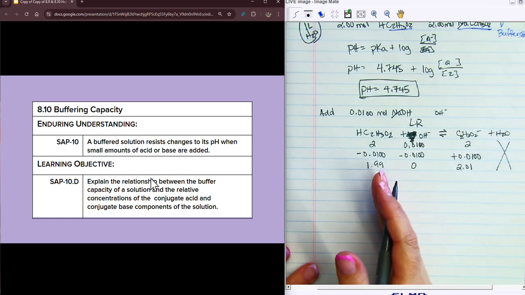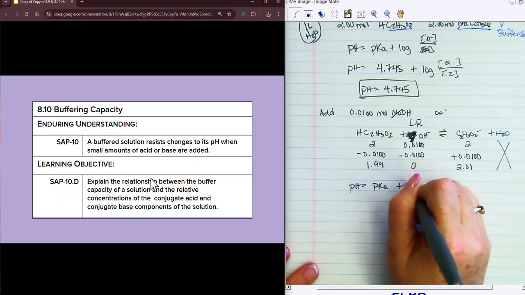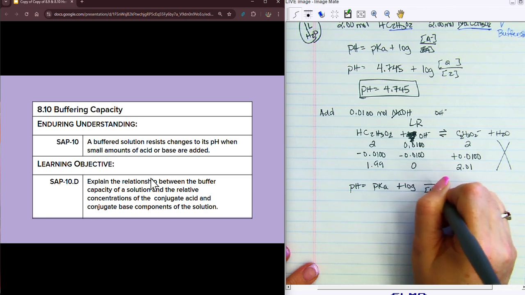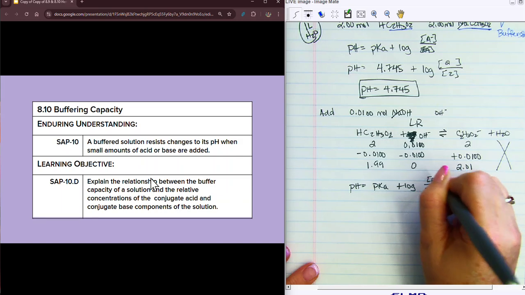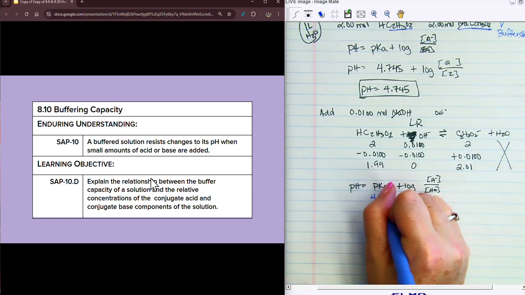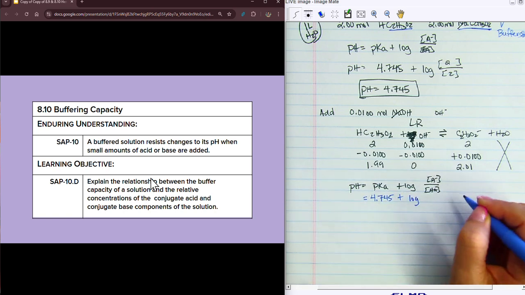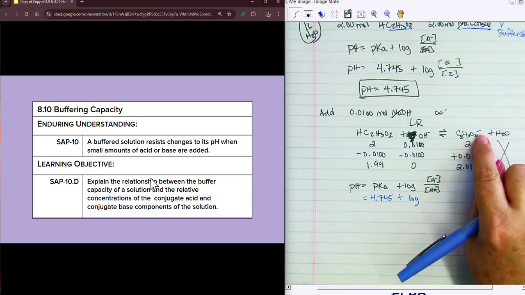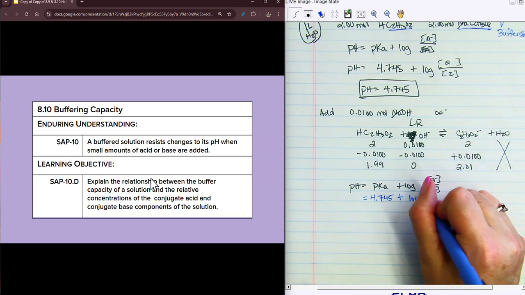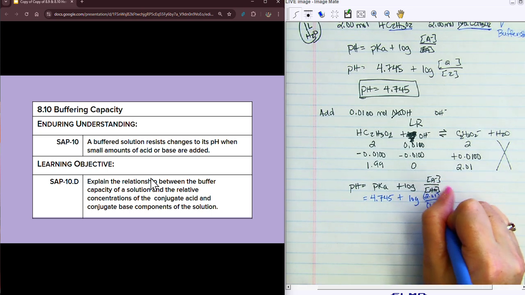I still plug into the same Henderson-Hasselbalch equation. So the pH equals the pKa plus the log, acid on the bottom, and the conjugate base on top. All right, and so I'm plugging in. I already know what my pKa is, so I'm not going to calculate that again. It is 4.745 plus the log. All right, who is my conjugate base? This is my conjugate base. All right, so it's 2.01 over the acid, which is 1.99.